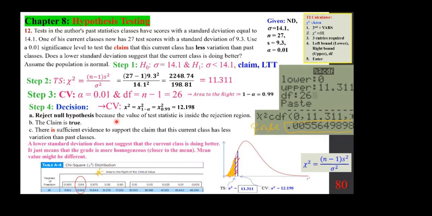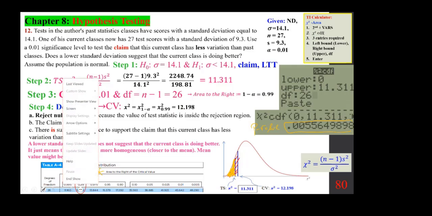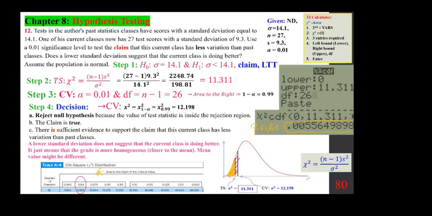Reject the null hypothesis. Now, by any chance, it's very difficult to use the table. If you wanted to use the table, you have to go here and take a look at this number, 11.311. It's hard to see, but 11.311 is between these two numbers, the bottom two numbers. And therefore, the area to the right is between these two, and the area to the left is 1 minus that, and that gives you a number close to what you see here. And you get to the same result of rejecting the null hypothesis.